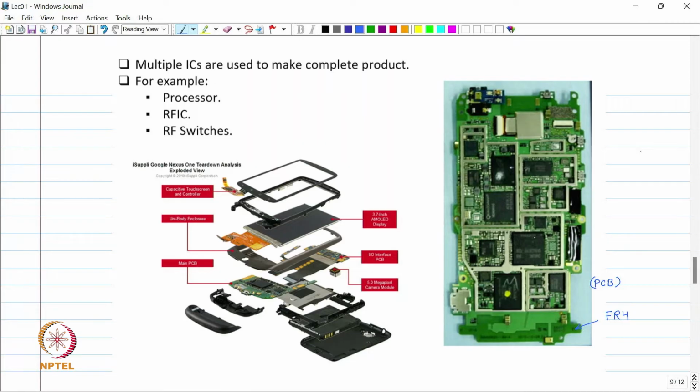On this PCB we can see different black modules. These are nothing but the different ICs we put together, for example the processor, RFICs and RF switches, to make a complete mobile. In our mobile we may have memory as well, so we can put those ICs differently. Once we make this PCB, the next thing is to put it in a plastic casing, something like this. This is a back cover, this is the front glass screen, and we put many other things together along with the battery, and we make a complete electronic system design.